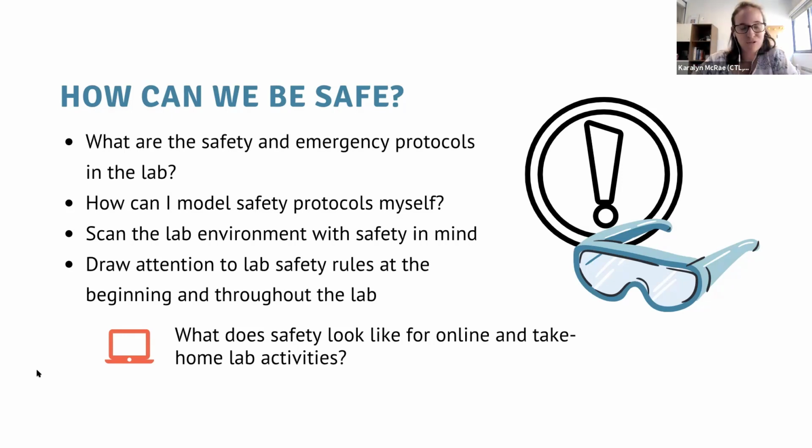And so think about safety and all of those protocols that we are going to communicate to students, and how we model that ourselves in the lab. So make sure that we're following the same safety protocols that we expect from students.